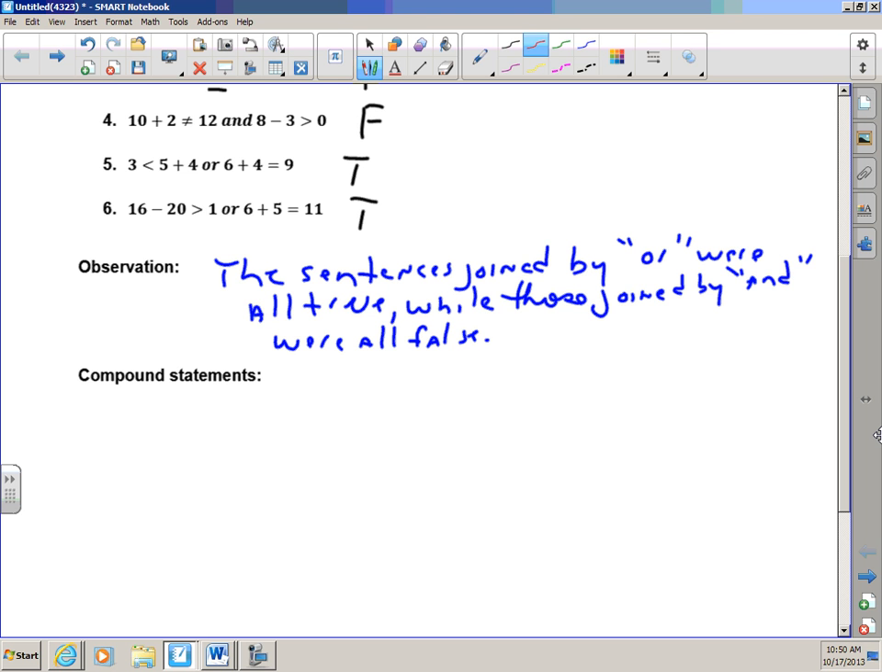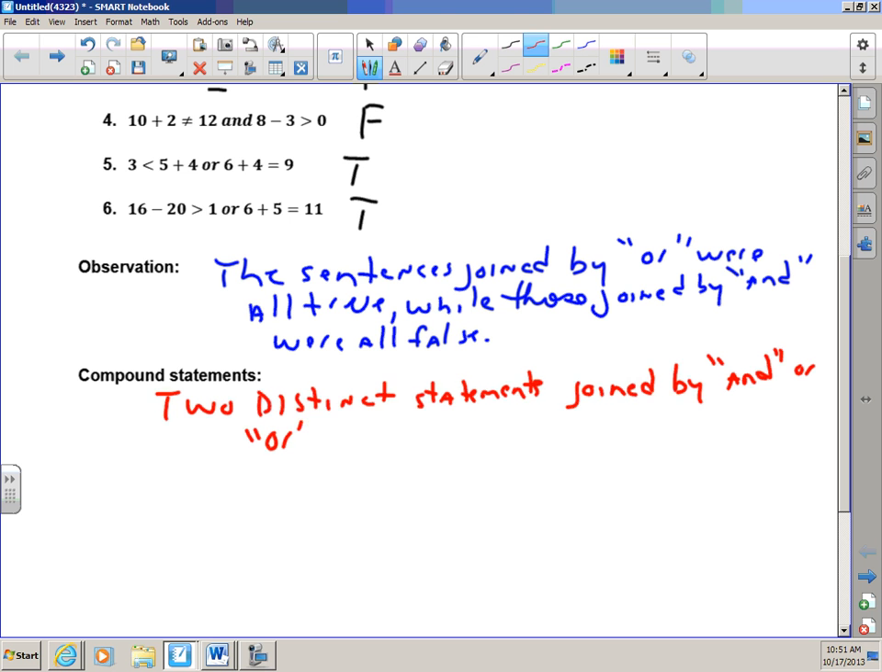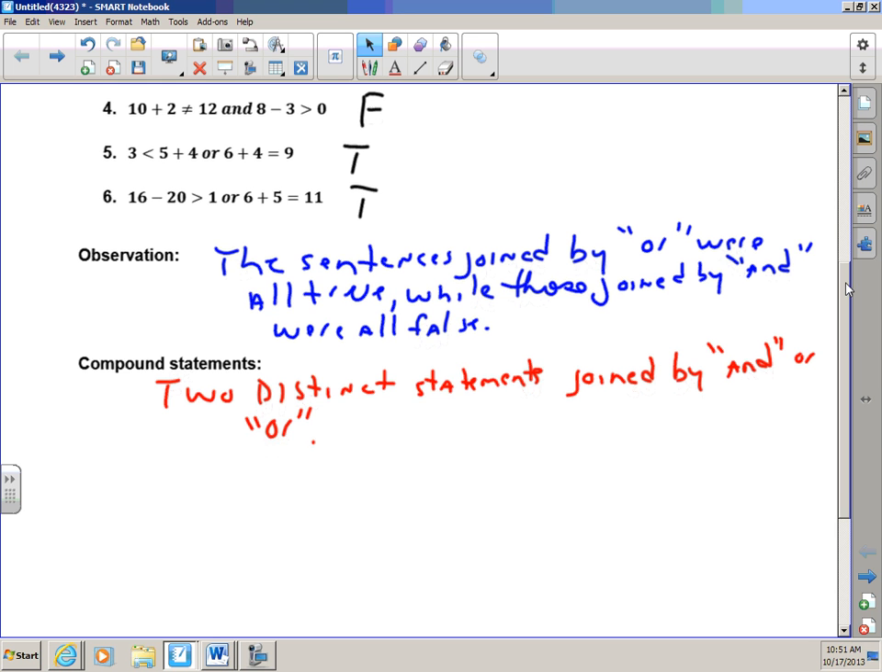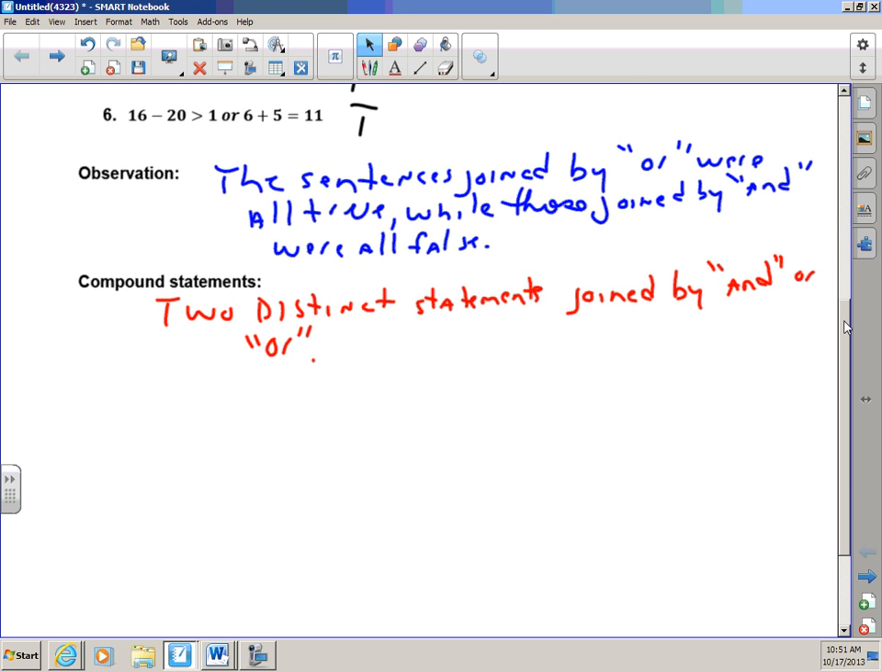The first thing is a compound statement is 2 distinct statements joined by and or or. Now, if you look at what we've done above, we can make the following conclusions.